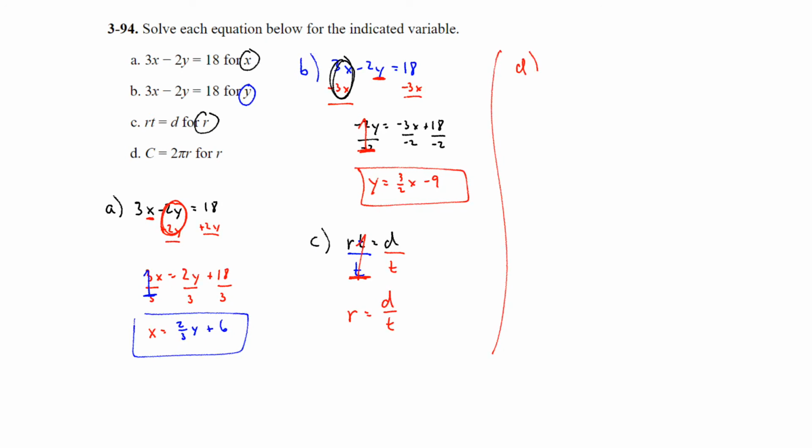And on D, C is equal to 2 pi r. We're solving for the r. So C is equal to 2 pi r. This is the circumference of a circle formula, in case you were wondering. We're solving for r, so 2 pi times r, that's all multiplication. So we can create another giant 1 here by dividing by 2 pi. So 2 pi divided by 2 pi is 1. 1 times r is r. And that's C, or the circumference, divided by 2 pi. And that's what r would represent.